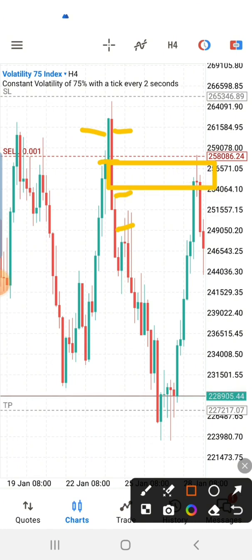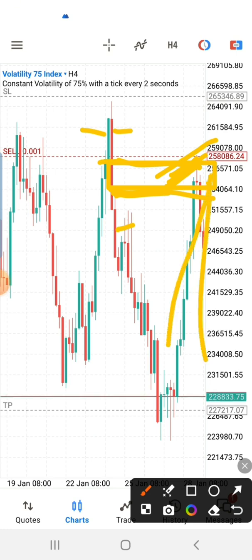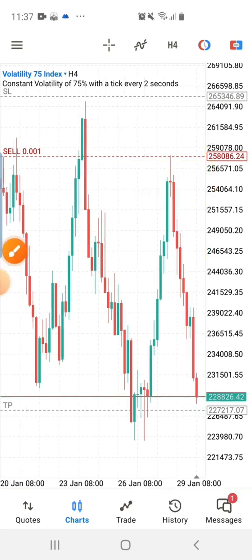So all you need to do now is to focus your entry at this zone. You can go with the high or you go with the low. Either one works. You can decide to set your pending order at the high of that fair value gap or at the low of that fair value gap. Once the price pushes back to your fair value gap, the price will likely drop.